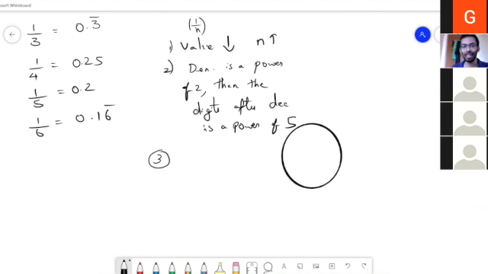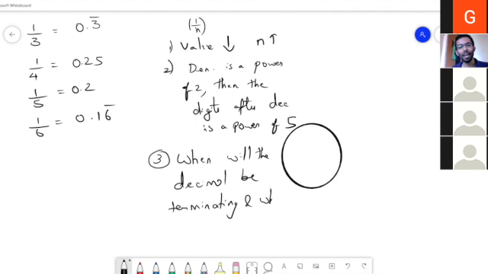So when will the decimal be terminating, and when non-terminating? Okay, so Bhagesh ma'am, you have given this answer for this. I will just post the next question to you in chat. Okay, non-terminating. So this is another observation regarding the terminating nature and the non-terminating nature.